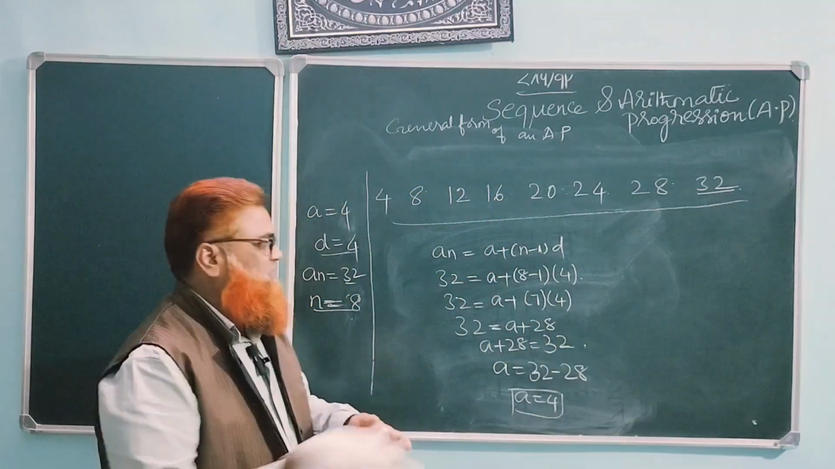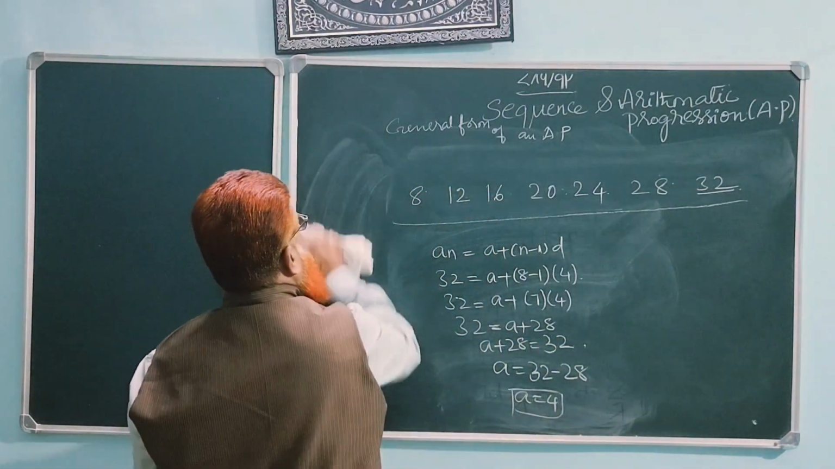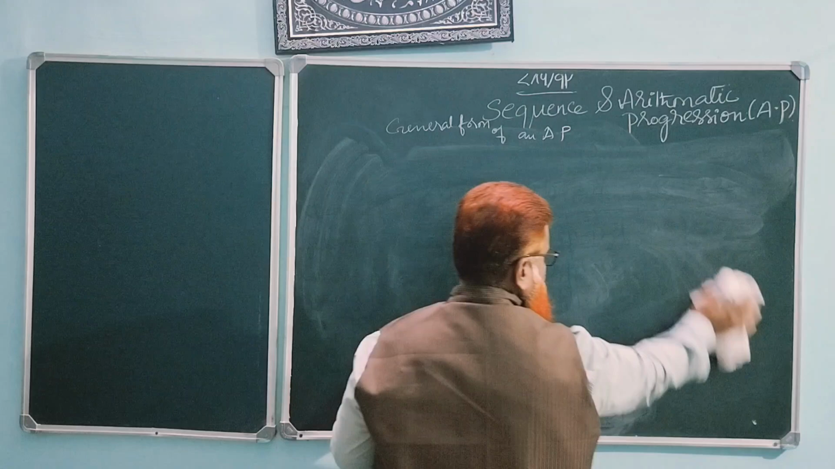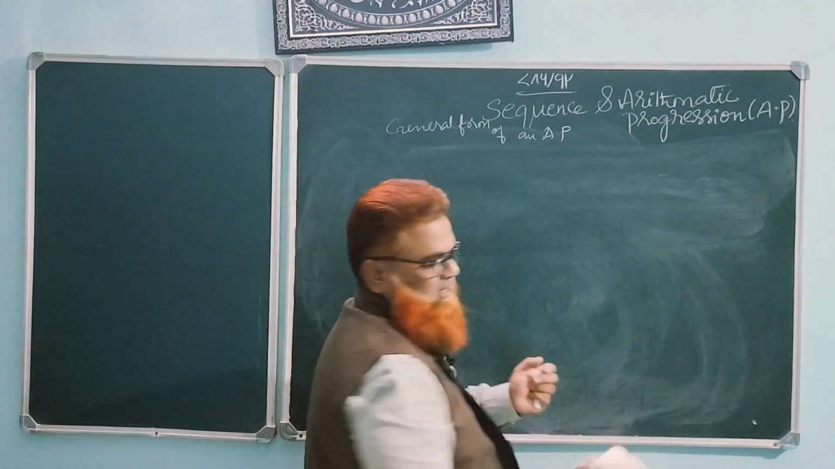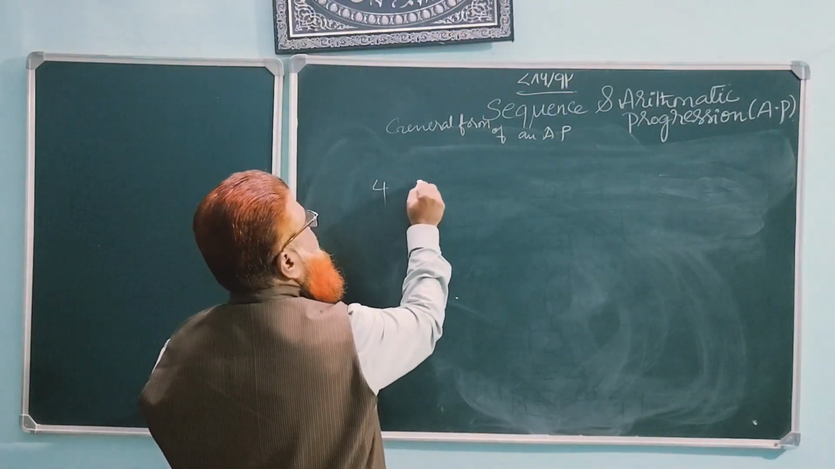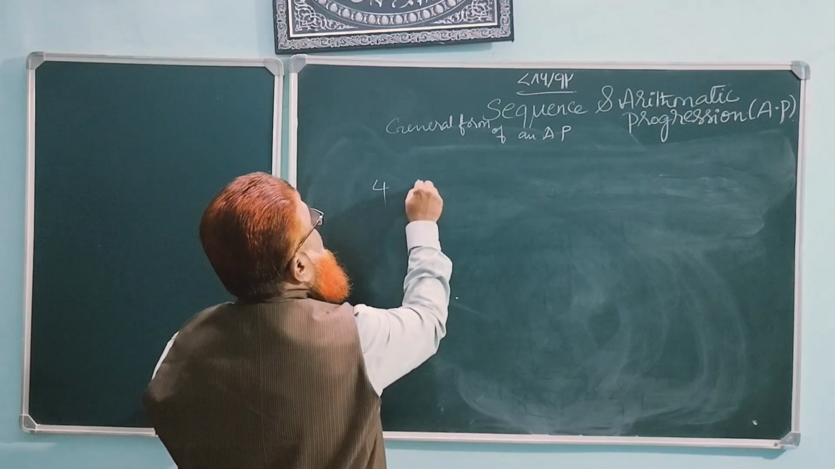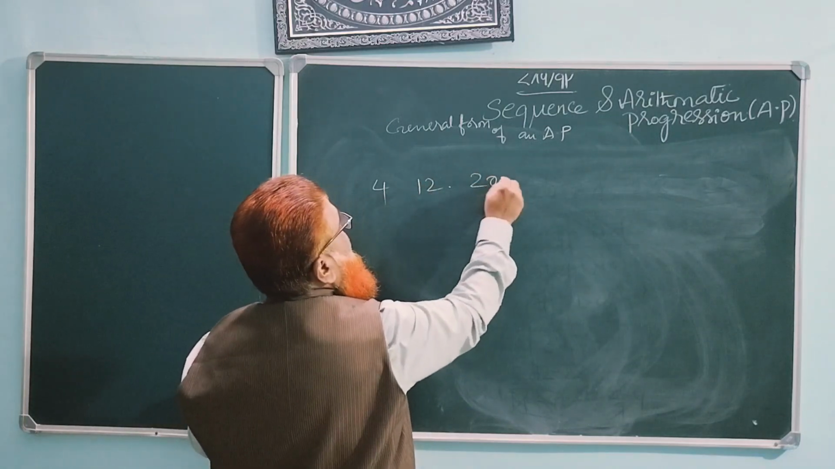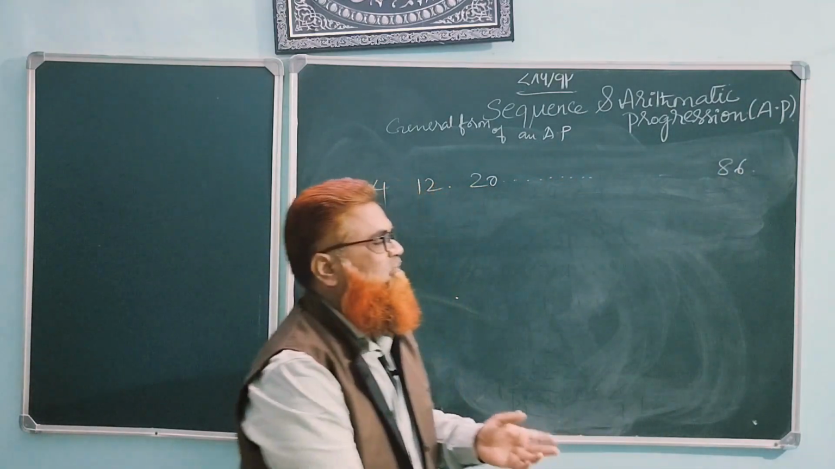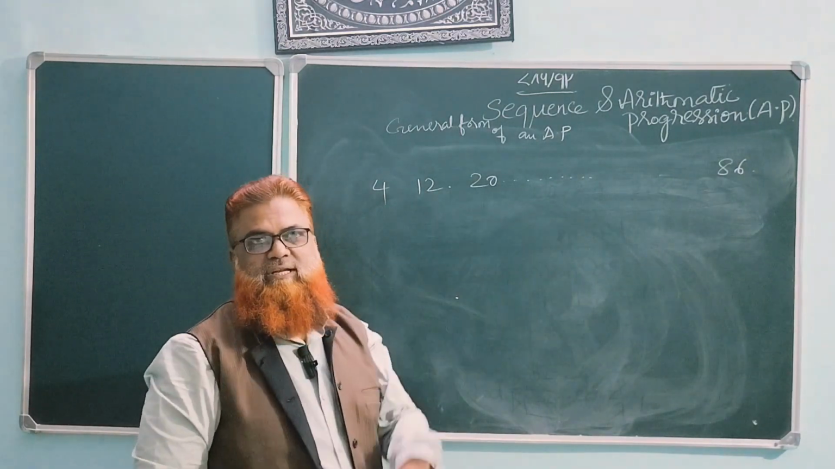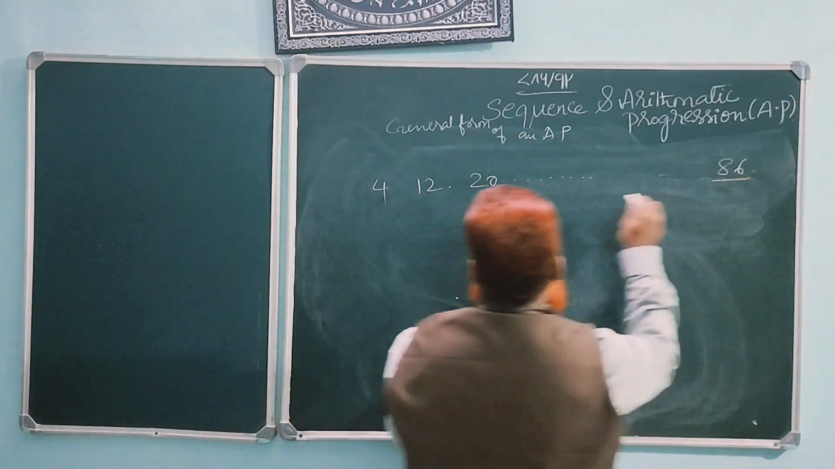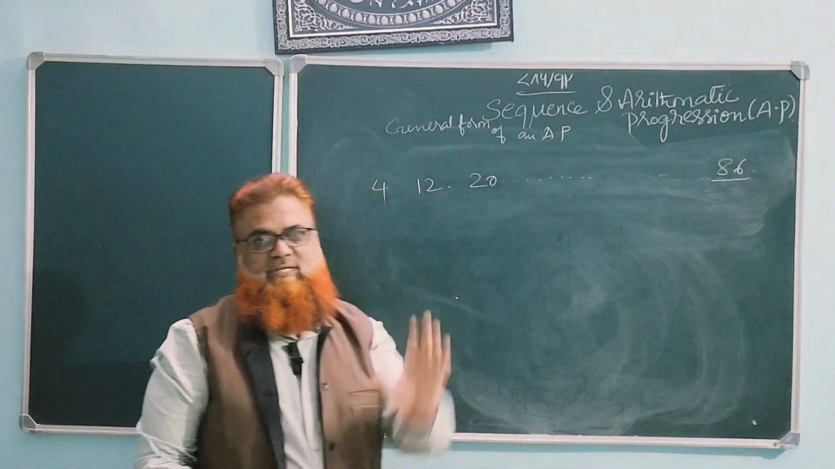Alright. Now the next thing is, I am going to take an example. What is that example? 4, then 12, 20, etc., and 86. In this given progression, you are required to find and test whether this 86 is a term of this given progression.